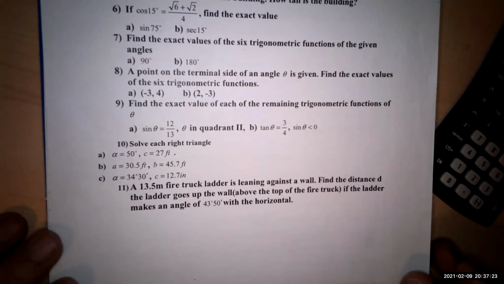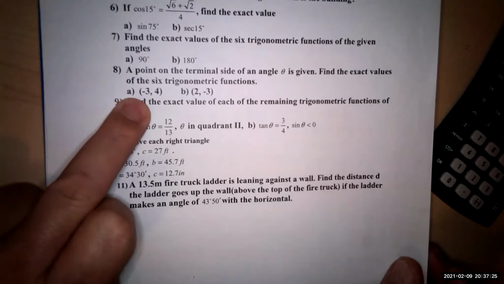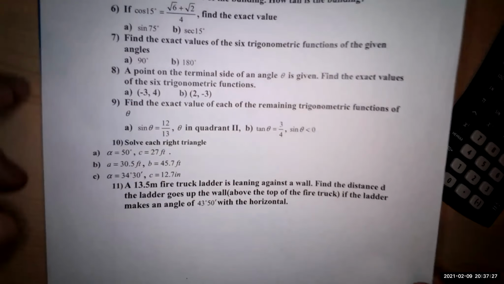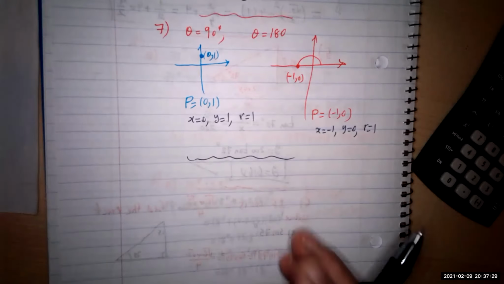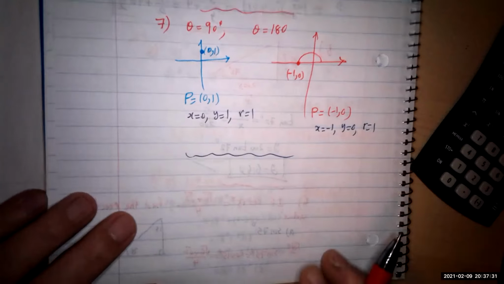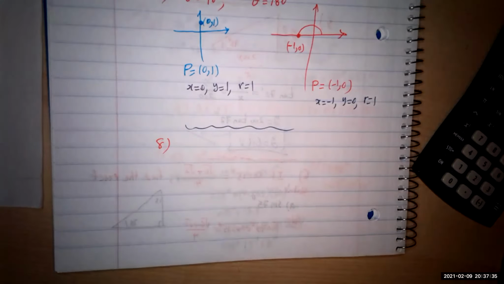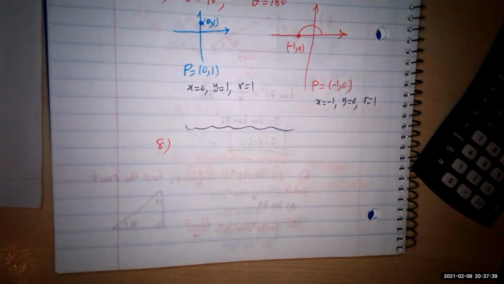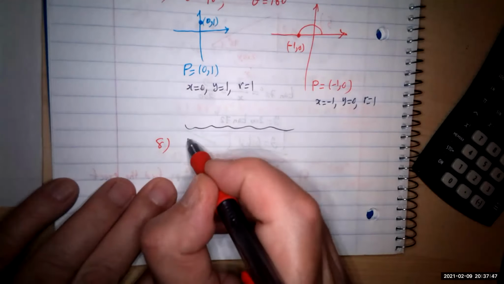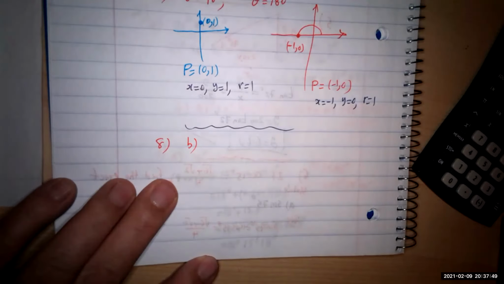So we do this one. I think I did this one, (-3, 4). That's the one we did tonight. So we do the other one. I can give you all the information so that you can have it. So that's number 8. We did the first one, so we do the second one, part B.